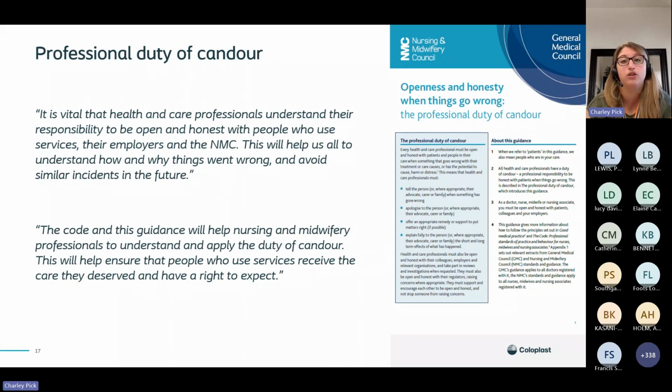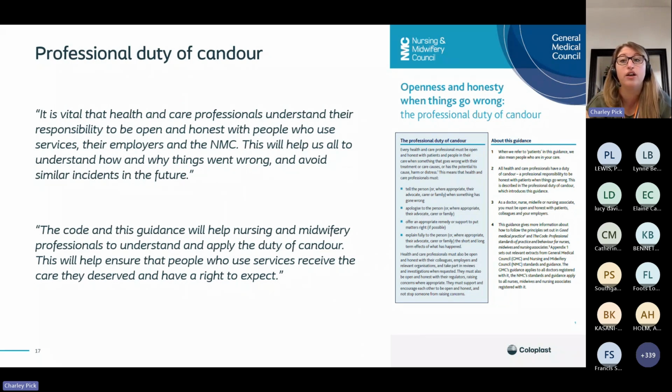We need to be open and honest with our patients, with the people that use our services. And if something hasn't gone well, we should apologise for it. This code, the professional duty of candour, and the guidance help nurses and midwifery professionals to understand and apply the duty of candour. It helps ensure that people who use our services receive the care they deserve and have the right to expect. And if they don't, then we need to apologise for that.